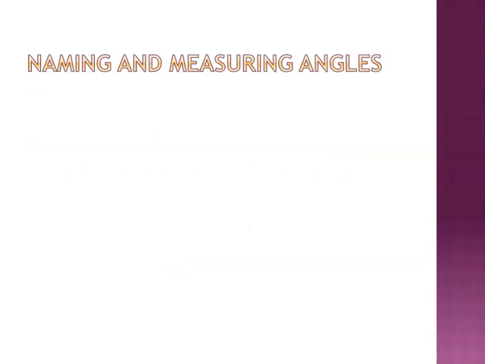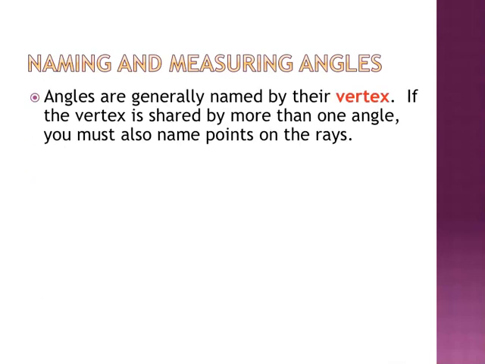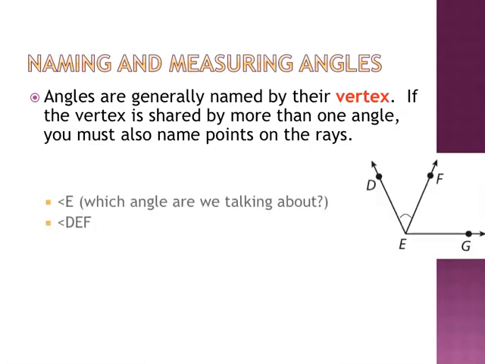Now, when you're trying to name angles, we generally name them using the vertex. It's not always that we use the vertex, though. Sometimes if the vertex is shared by more than one angle, we have to use points on the rays in order to make sure we identify which angle we're talking about. So here's an example. If we were just to say angle E, it's not clear which angle we're referring to. If we're trying to refer to the one that's marked there, then we have to say angle DEF.